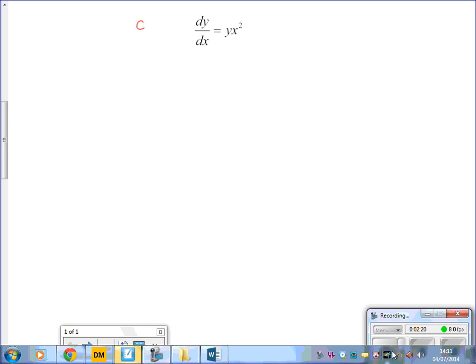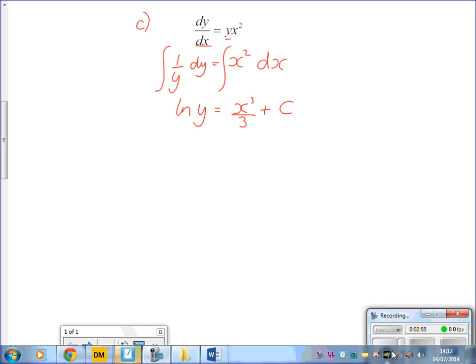Part C, this is very similar to the last question. So the y is coming over this side, 1 over y dy. On this side I've got the x squared. I'm taking this across as well, dx. After splitting them, integrate both sides. 1 over y integrates to ln y, and here add 1 to the power, divide by the new power, and plus c.